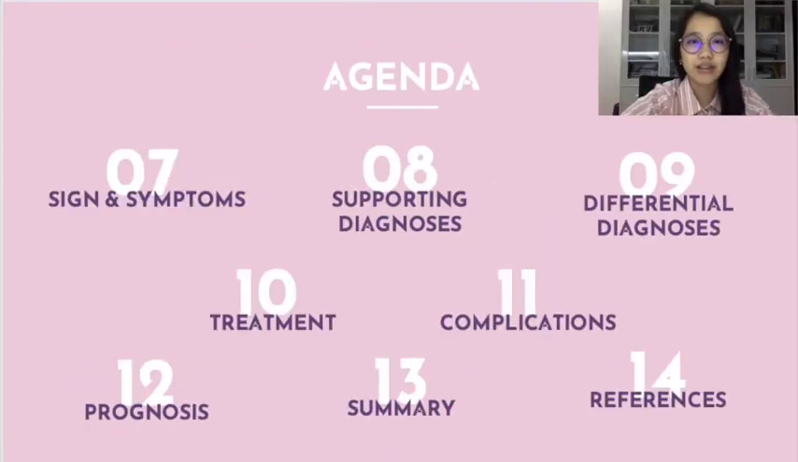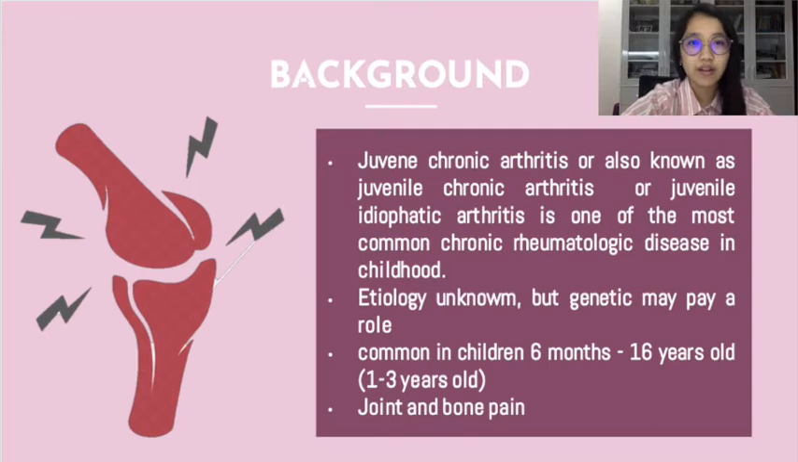Here is our agenda. The first is background. Juvenile idiopathic arthritis is sometimes known as juvenile rheumatoid arthritis. It is one of the most common chronic rheumatologic diseases to happen in childhood. Chronic means it may happen for a very long time, ranging from months to years. Although the details of the disease are not fully discovered yet, it is believed that genetics plays a role in this disease. JIA usually occurs in children ranging from 6 months to 16 years old, and most commonly in children aged 1 to 3 years old. Symptoms that occur are usually joint pain.